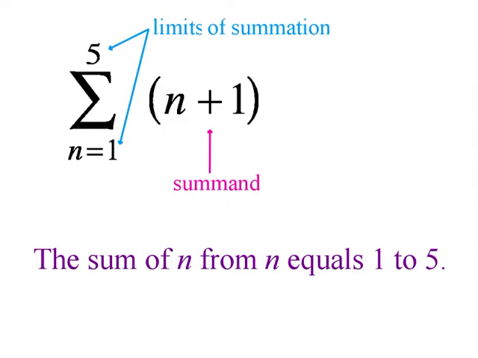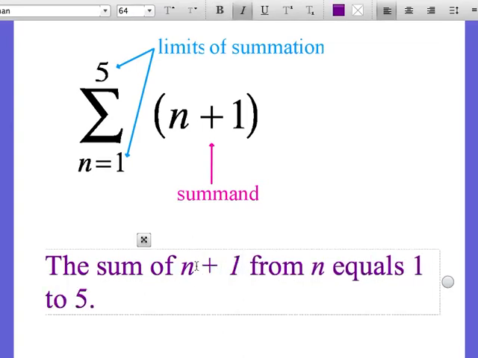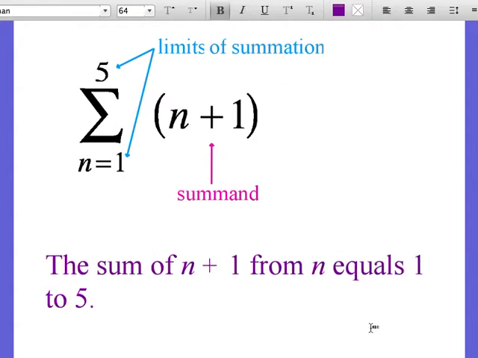In purple is how that is read. That statement is the sum of n from n equals 1 to 5. Actually, it should be the sum of n plus 1. Sorry, I missed that. So it should be the sum of n plus 1 from n equals 1 to 5.